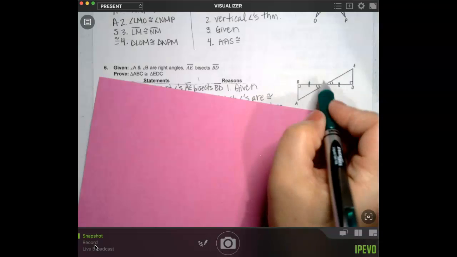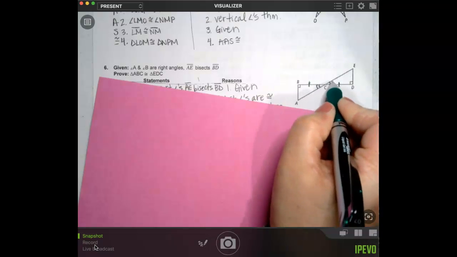Okay. This one, angle A and B are right angles. AE bisects BD. Right angles, we got those. Bisect means split in half, so mark BC and DC. And then we have vertical angles. Okay, so this one is angle, side, angle.